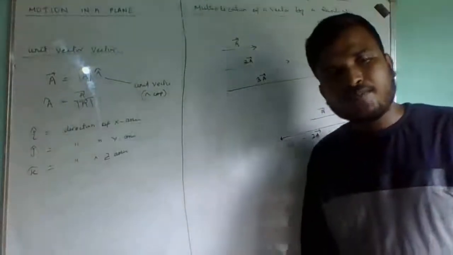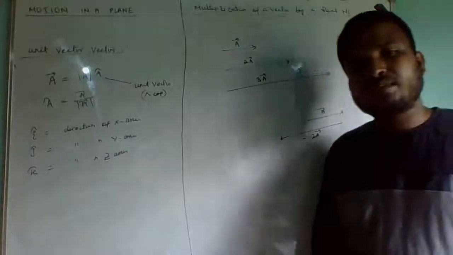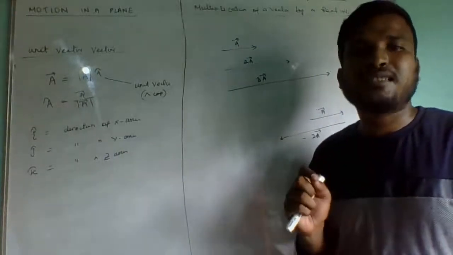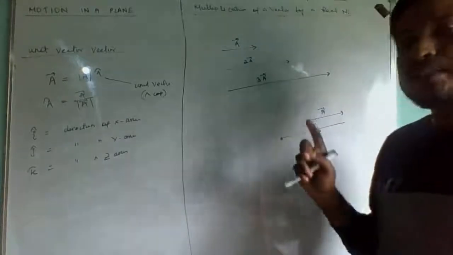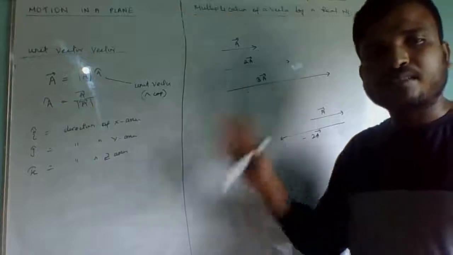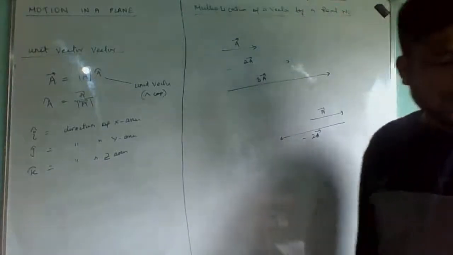So remember always that when you multiply any vector by a real number, the magnitude gets affected, but the direction remains the same. If you multiply by a negative number, then only the direction will get altered. Otherwise, for a positive real number, the direction remains the same.